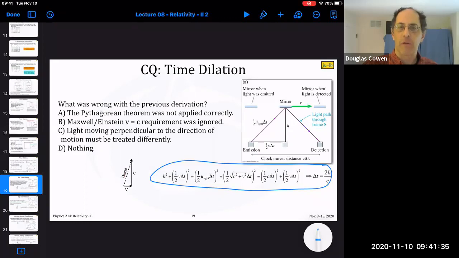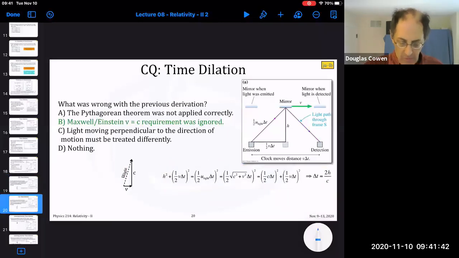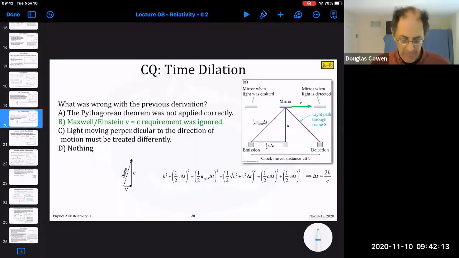All right, so most people chose the answer B. That's the right answer. So what Einstein told us was that in order for the physics to be the same in all inertial reference frames, not just the mechanics, but all physics, we had to also take into account that Maxwell's equations, which describe electromagnetism, only give one speed for electromagnetic radiation in vacuum. And that speed is the speed of light c. And we blithely ignored that in this derivation, right? Because here is what we're putting in for the speed of light, u light.